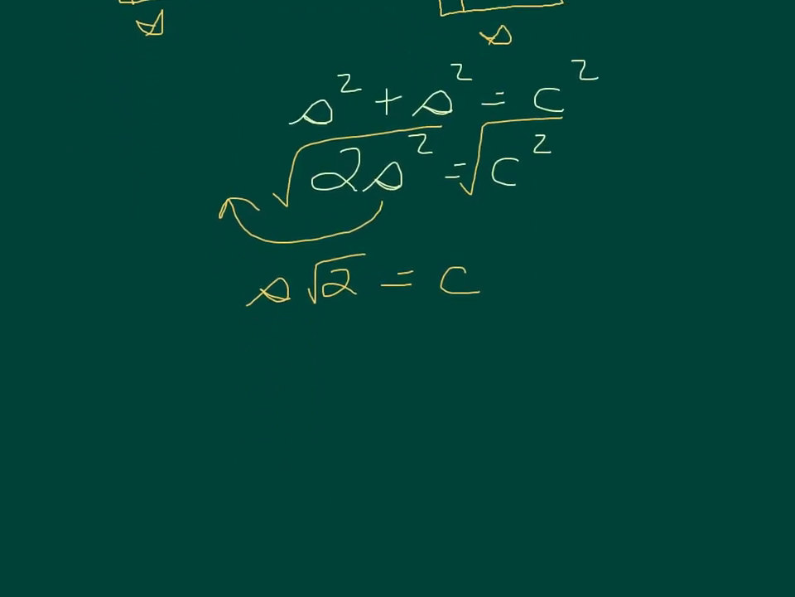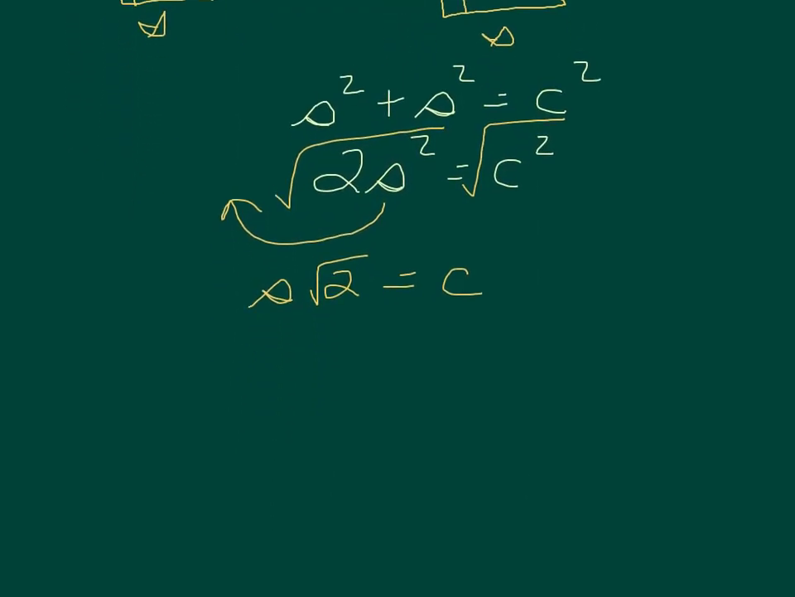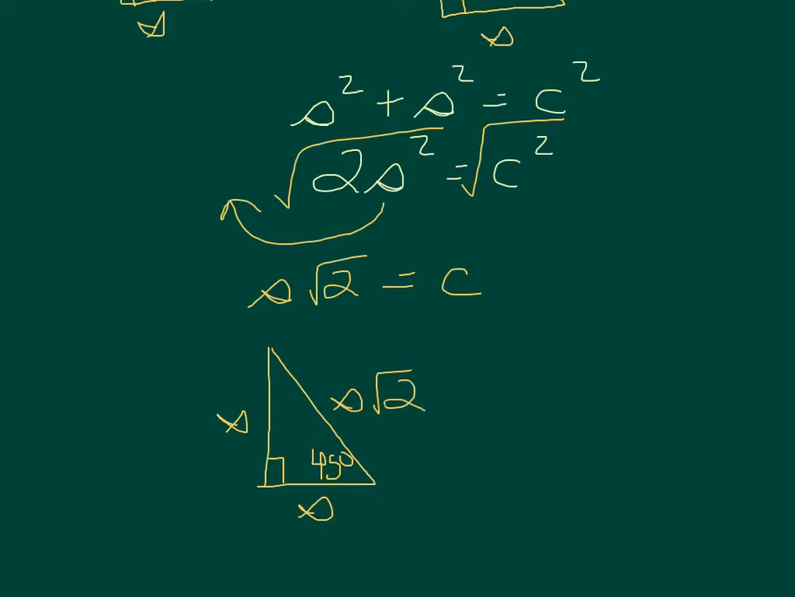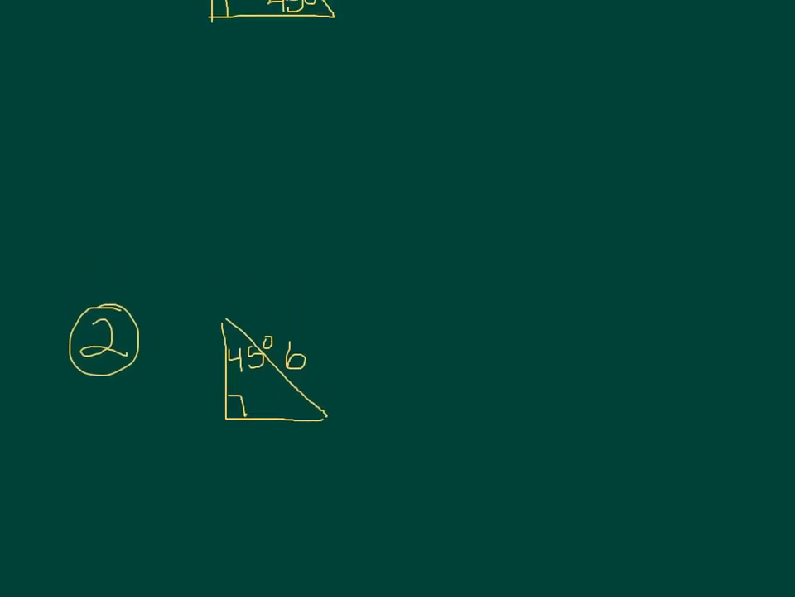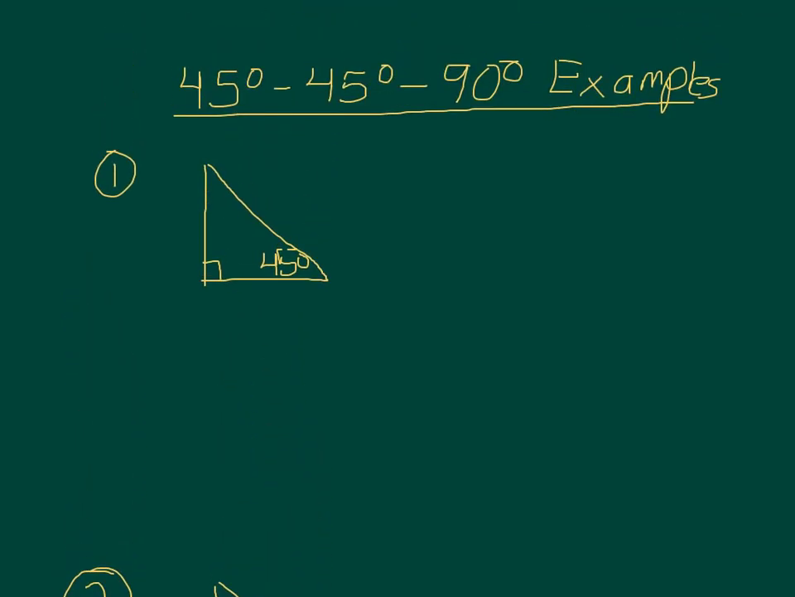So our model for our 45 degree right triangle, special right triangle, is going to look like this. Whoops, that looks like a 30, 60, 90, so I'm going to mark it 45, because I said it is a 45 degree angle. And so our model will be s, s, and s times the square root of 2. And so let's go to some examples of our 45, 90 degree right triangle.